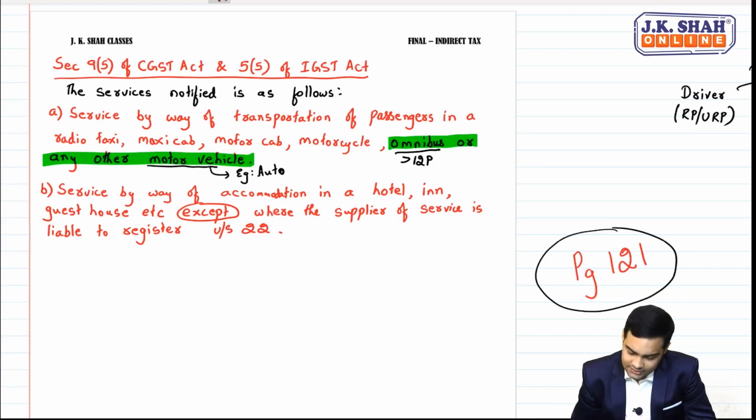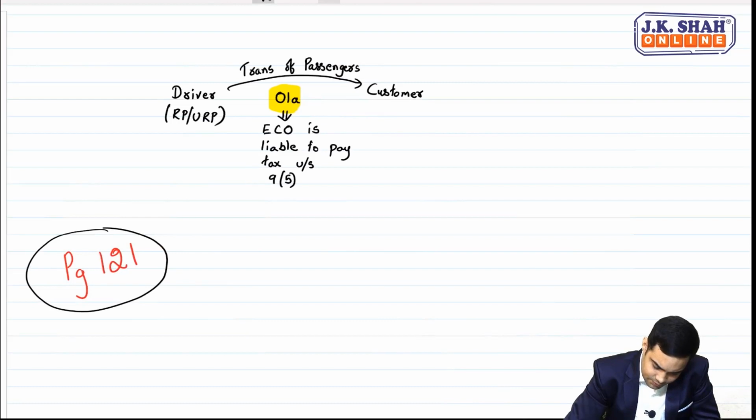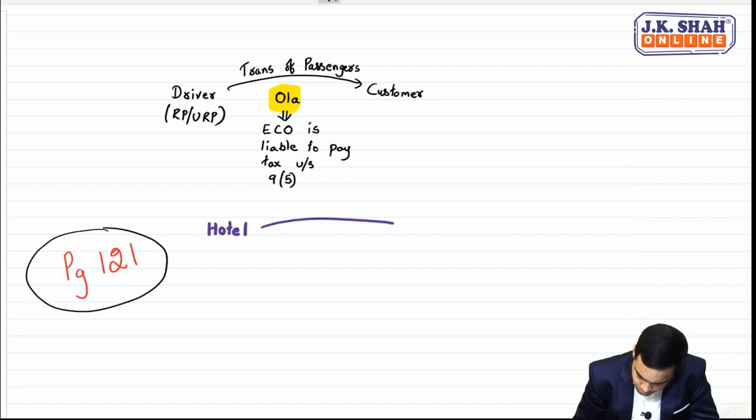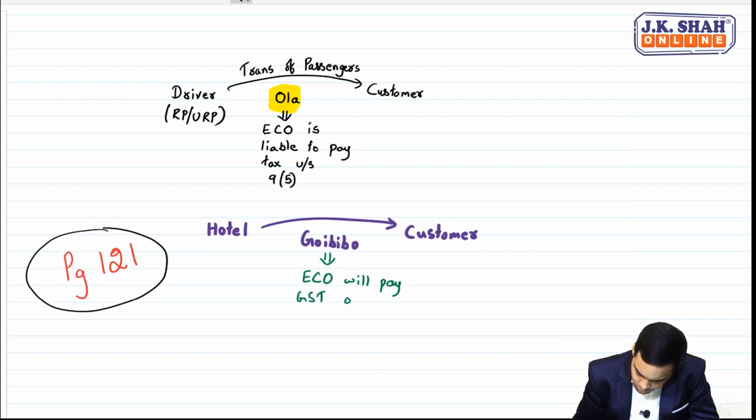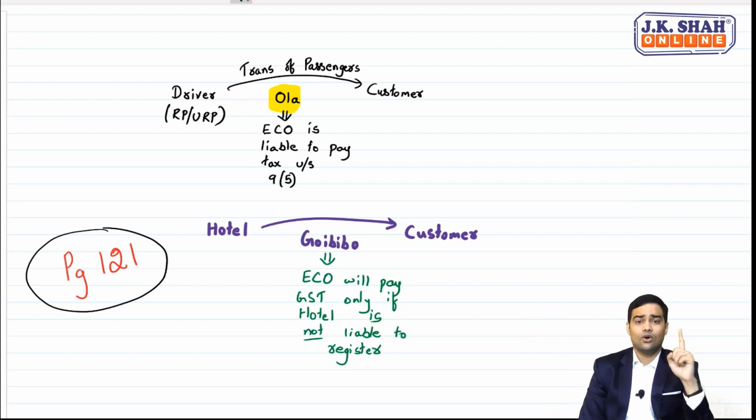Now, be very careful about this. See the difference between these two. If we talk about a hotel providing service through GoIBIBO to a customer, what is the law saying? The law is saying that GoIBIBO, that is the e-commerce operator, will pay GST only if the hotel is not liable to register. That means if the hotel is a registered person, then in that case the hotel has to pay tax.